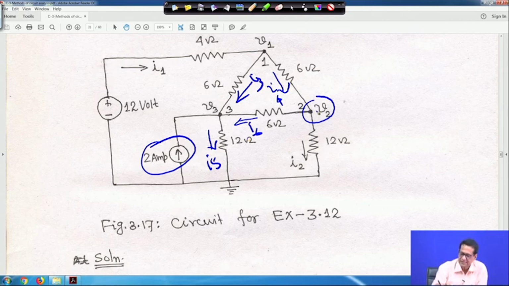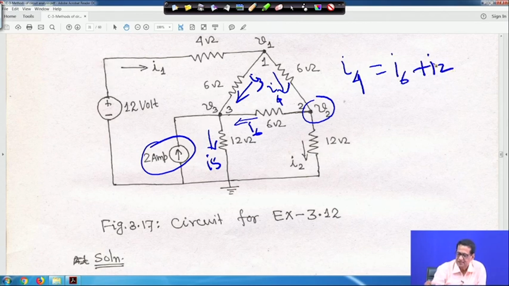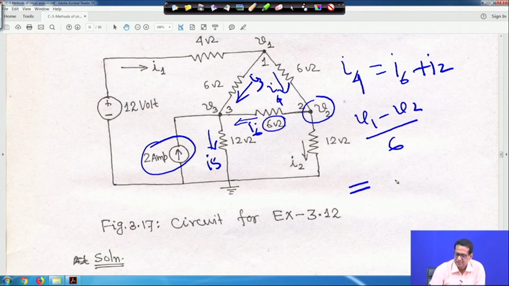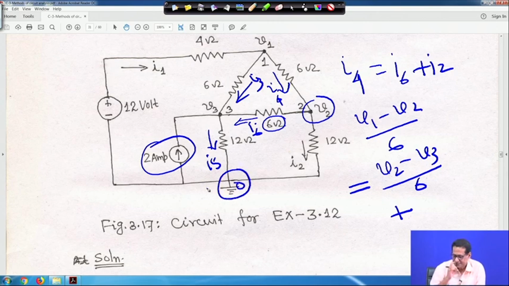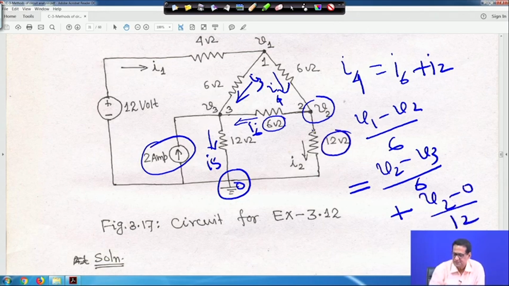So, if you apply your KCL at node 2, then this I4 is incoming. So, this current is incoming, that is I4, right, but other currents, that I6 and I2, are leaving the terminal, is equal to I6 plus I2, right. So, because we are applying KCL at node 2. So, in this case I4 is equal to V1 minus V2 upon 6, and this branch current is I6. So, it is V2 minus V3 upon 6 plus this is your ground potential 0, right. So, it will be V2 minus 0 divided by 12, because this is 12 ohm resistance.